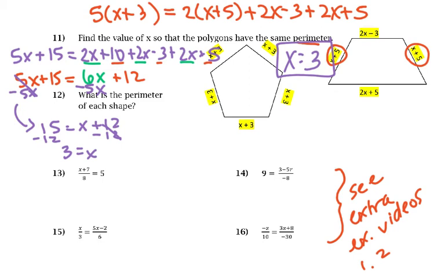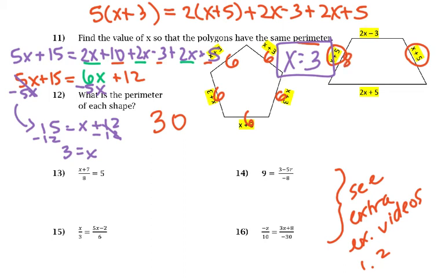Now number 12, it says what is the perimeter of each shape? So if x is equal to 3, the perimeter, so I'm going to have 3 plus 3, that's 6, 6, 6, 6, 6. So 5 times 6 is 30. And then the other one would have to be 30 as well. So that's how you check your work to make sure.